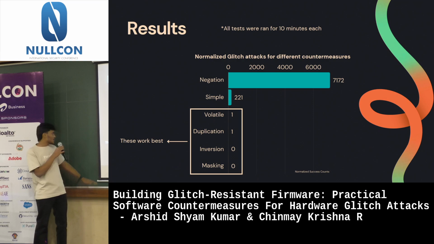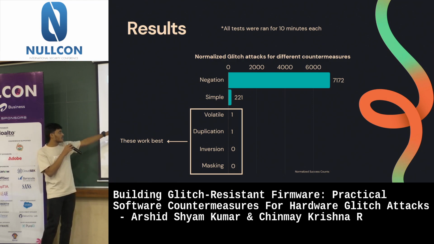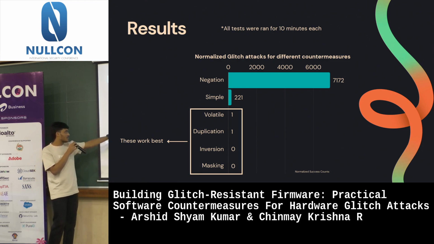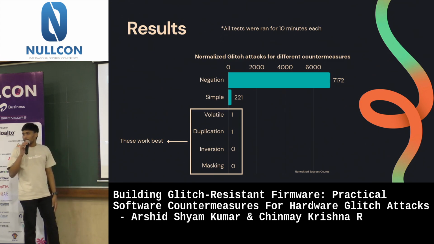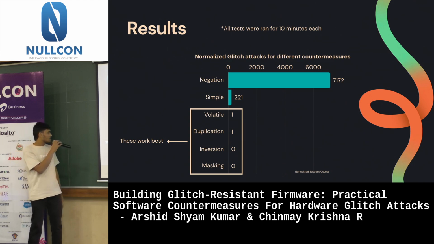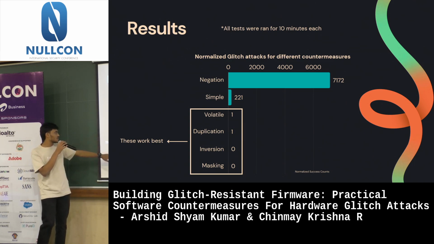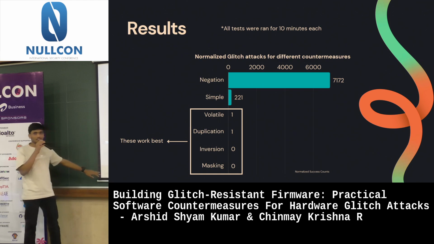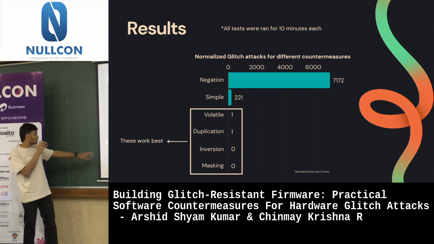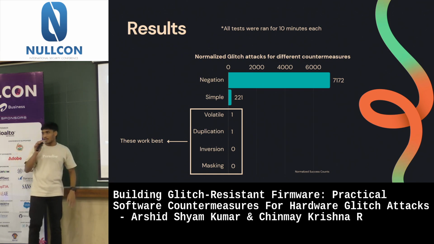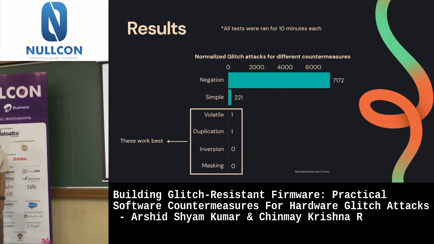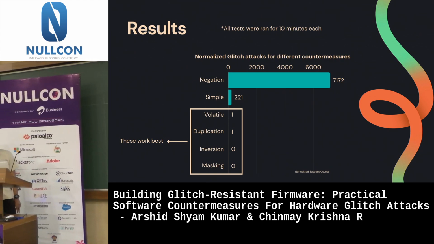And the methods we tried which worked are volatile, duplication, inversion, and masking. Almost all of these methods show significant improvement, a reduction in the number of entries given to the attacker. So these methods are probably the best practices for writing password checking code, and these work best. Now, moving on to some final conclusions on what can be done.